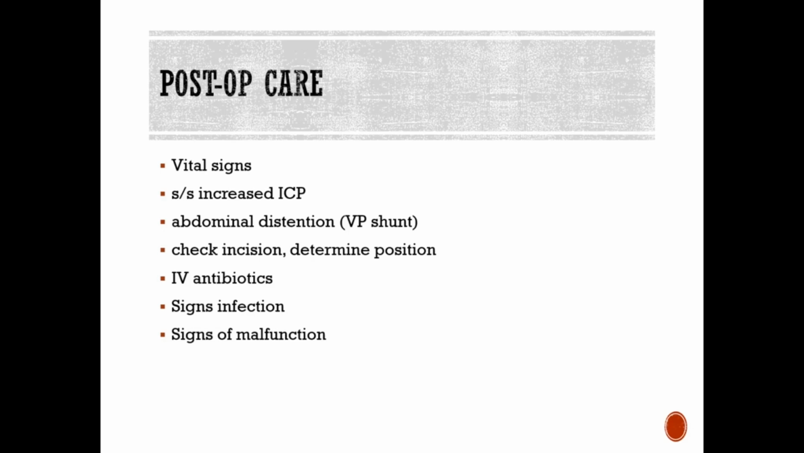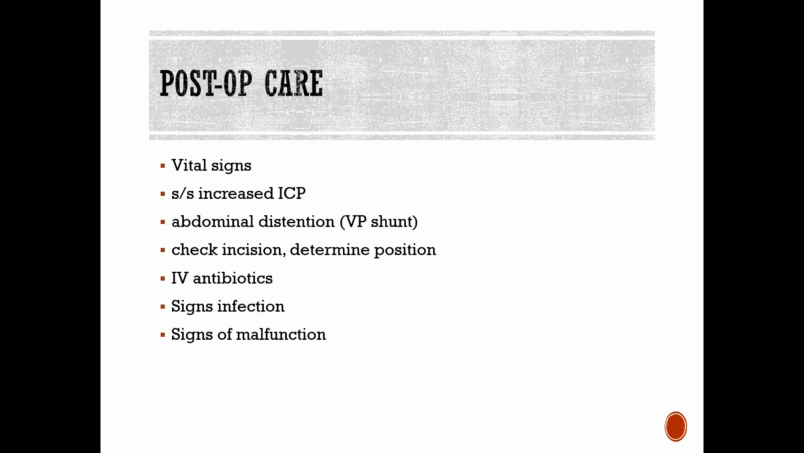So now your post-op care, you're going to do vital signs. Again, we're going to do our assessments. We're going to look for signs and symptoms of increased ICP, so poor feeding, fever, decreased responsiveness, seizures. We're going to look for posturing, looking at their level of consciousness. And post a VP shunt, check for abdominal distension, check their incisions, looking for signs and symptoms of infection.